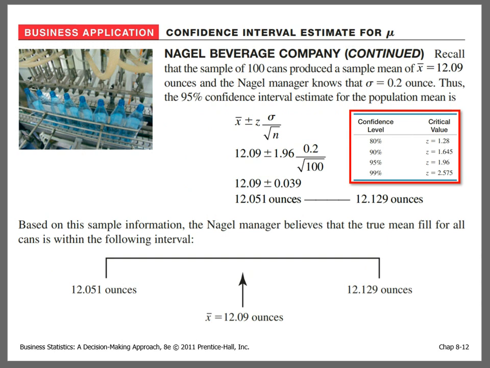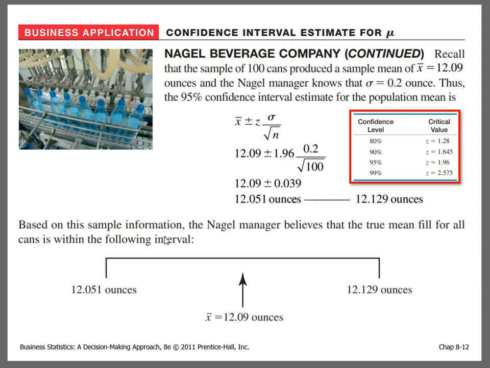The sample of 100 cans produced a sample mean of 12.09 ounces, and the Nagel manager knows that the population standard deviation is 0.2 ounce. Thus, the 95% confidence interval estimate for the population mean is computed using this formula, which gives us a result of 12.051 ounces to 12.129 ounces.